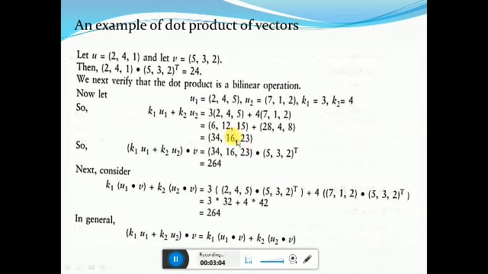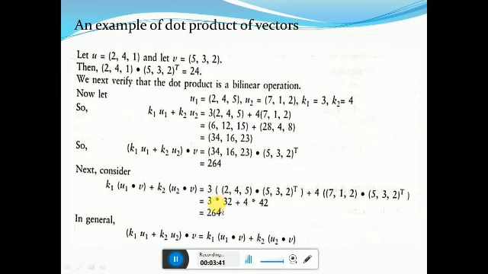And now consider the RHS, where we are taking the dot of u1 and v, and u2 and v, and multiplying those dot products with k1 and k2 respectively. So first take the dot product of these two. The dot product of u1 and v is 32 and the dot product of u2 and v is 42, and multiplying them with the constant k1. k1 is 3, so 3 is multiplied with the dot product of u1 and v. And the u2 and v dot product is multiplied with k2. So in the end our value is 264.